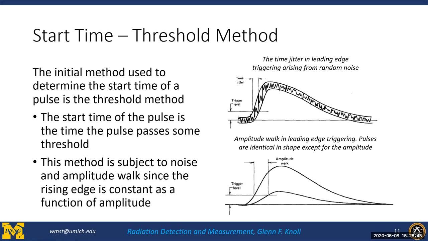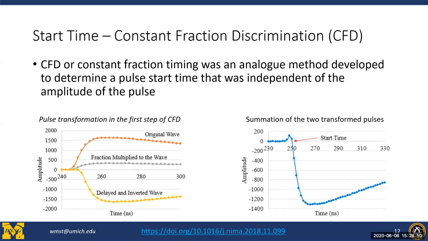A method to get around this that was developed is called constant fraction discrimination or constant fraction timing. In this case, this was again another analog method developed to determine the start time of the pulse, and this was specifically developed to be independent of the pulse amplitude. And this is a little more complex. Here, I demonstrated with digitized waveforms. Of course, this was done with analog waveforms. So in orange here, you can see the original waveform. So this is our acquired waveform.